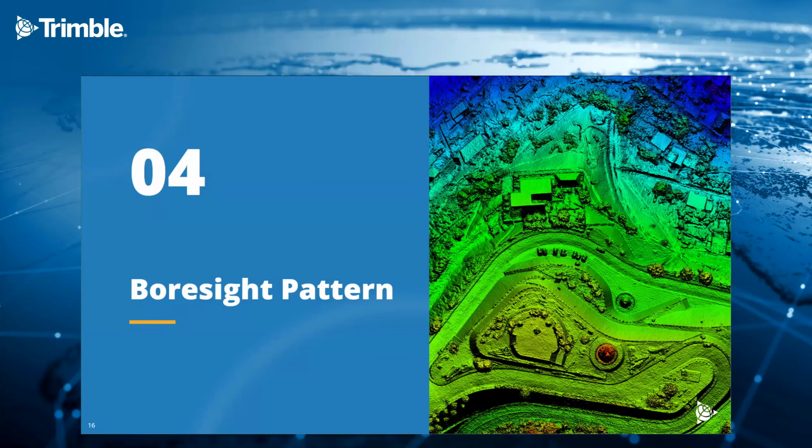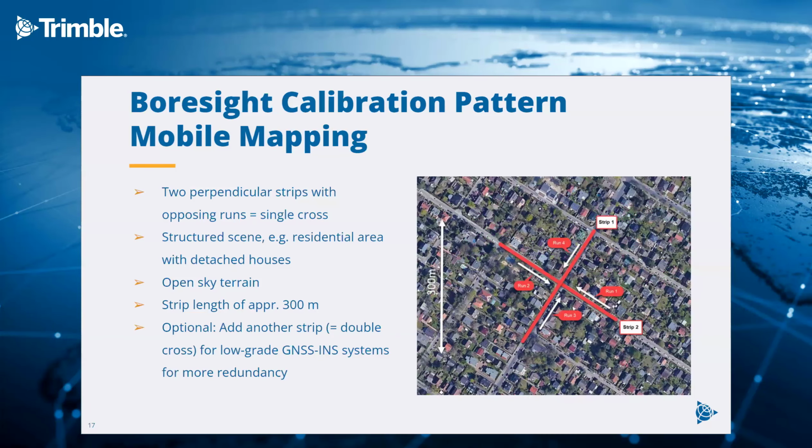Let's get to the boresight pattern. First of all, the suggested boresight pattern for mobile mapping applications. What we suggest here is 2 perpendicular strips with opposing runs. So each strip consists of 2 runs in opposing directions.